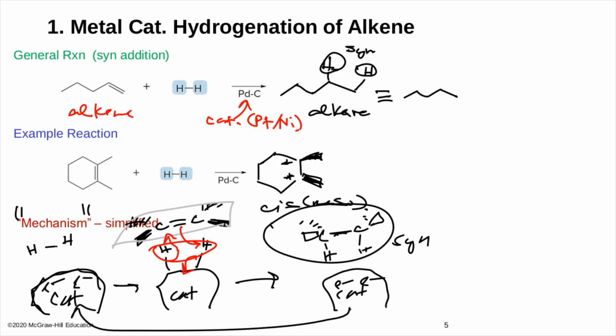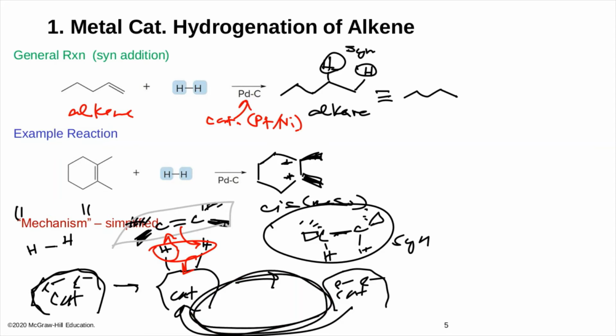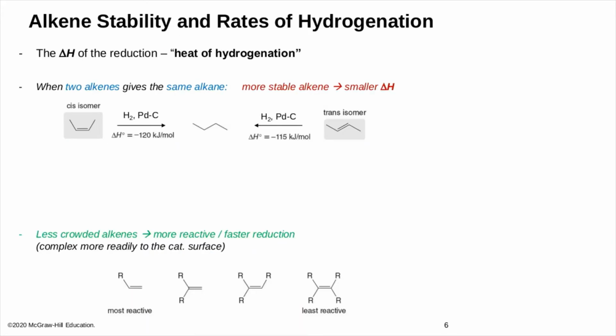It can add hydrogen again, do another process. So it's a catalytic cycle. It keeps going and the alkene comes in, the alkane goes out of that cycle. So that's how the catalyst keeps being reused. And that's how we get our syn addition of hydrogen.